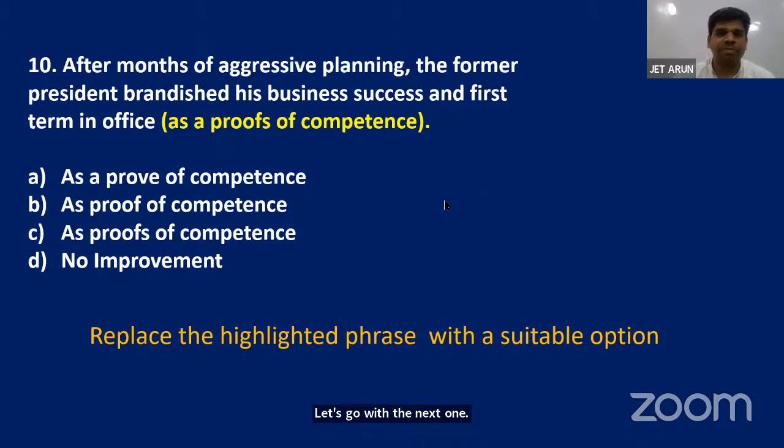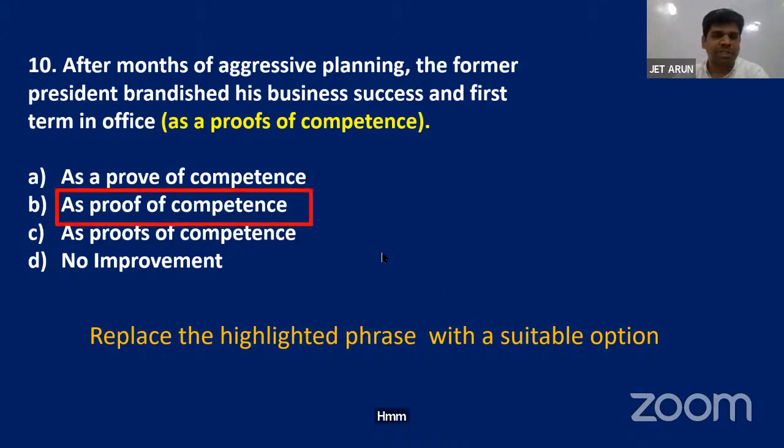After months of aggressive planning, the former president brandished his business success and first term in office as a proofs of competence. As a proofs of competence has to be replaced, students. As a proof of competence, as proof of competence, as proofs of competence, no improvement. Fatima says A, Vaishali says B, Shruti says C, Ananta says D. Rohini says B. Let's see the answer, students. As proof of competence. All right, let's go for the next one.